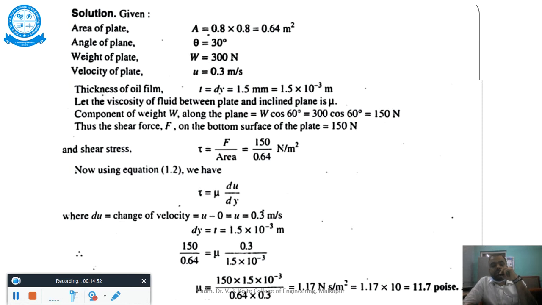So put all these values in the equation 1.2. So it will be 150 upon 0.64 is equal to mu into 0.3 upon 1.5 into 10 raised to power minus 3. From that we will get the value of mu. It is nothing but 1.17 into 10. Unit is Newton second per meter square, but we have to convert this into poise. So it will be 11.7 poise.